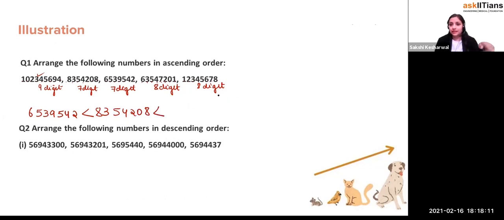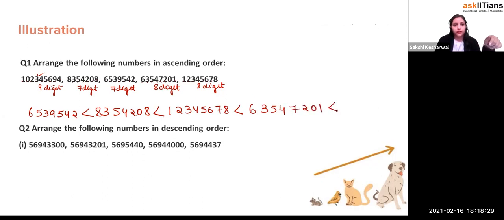Now let's compare the 8 digits. You just see it is 6 and this is 1. 100% that is beta 1, 6 is greater than 1. So this will be what, beta? 1, 2, 3, 4, 5, 6, 7, 8. And then you have 6, 3, 5, 4, 6, 3, 5, 4, 7, 2, 0, 1. And the last will be what? 1, 0, 2, 3, 4, 5, 6, 9, 4. This is your number. That's all.